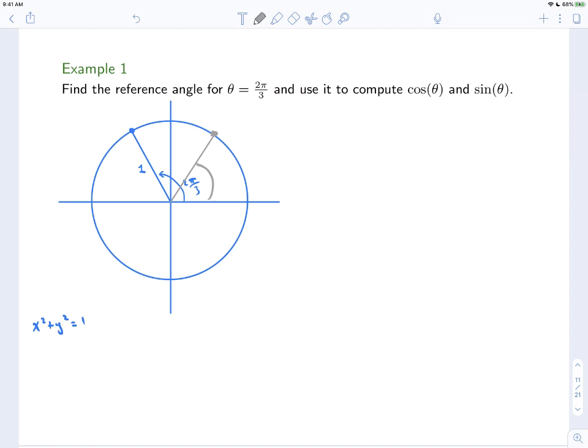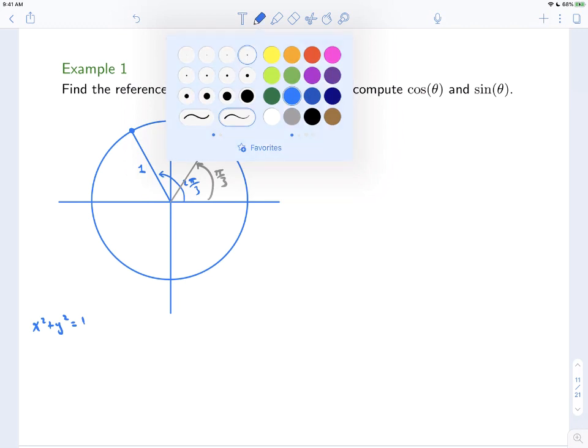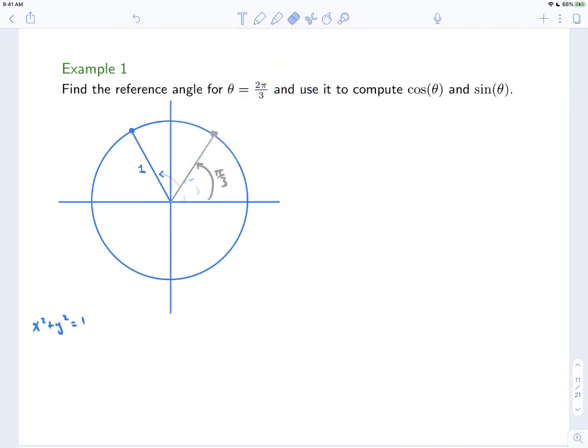Now this angle, the reference angle, is pi over 3. So we have 1 pi over 3, this one is 2 pi over 3, and 180 degrees is 3 pi over 3, which is pi radians. Let me just move this so it's not overlapping. So this angle here is 2 pi over 3, like that.